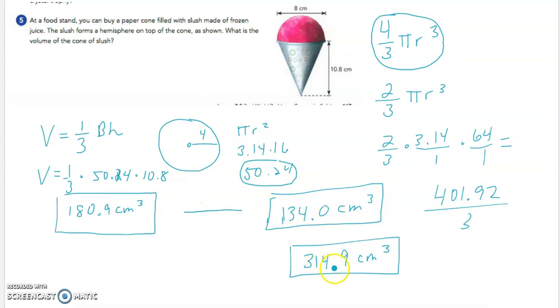I get 314.9. Some people will probably get, I think the book says 314.8, just because they might not have rounded either one of these numbers before they got their answer, because I rounded both of them up. So anyway, if you got 314.8 or 314.9, all good. You know what you're doing.